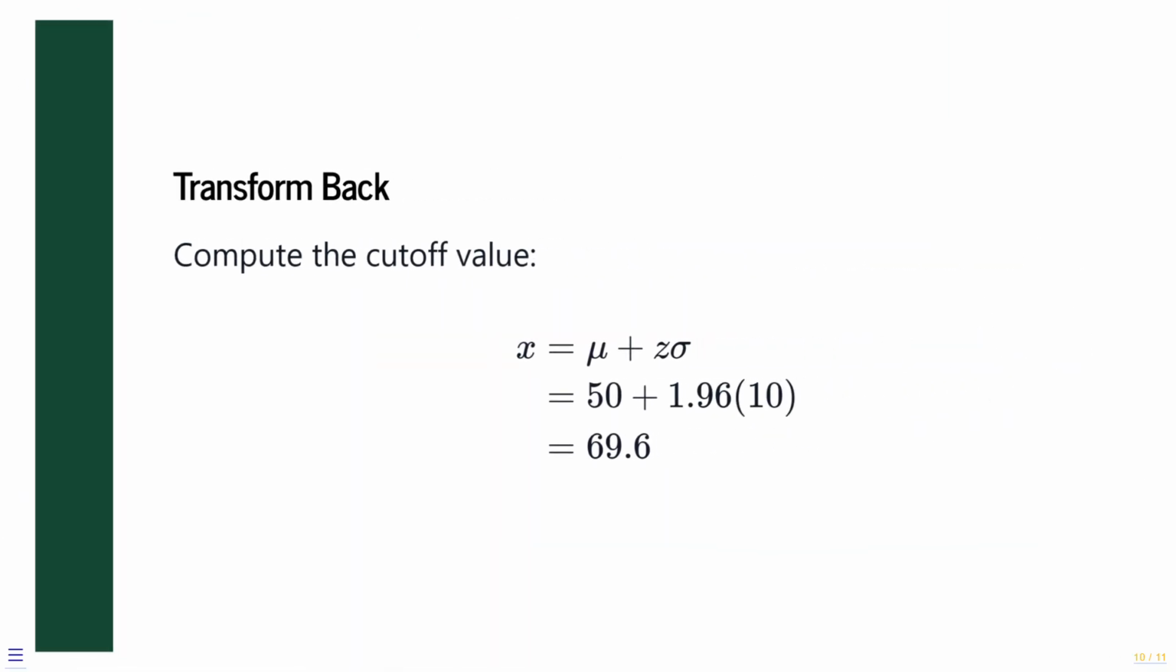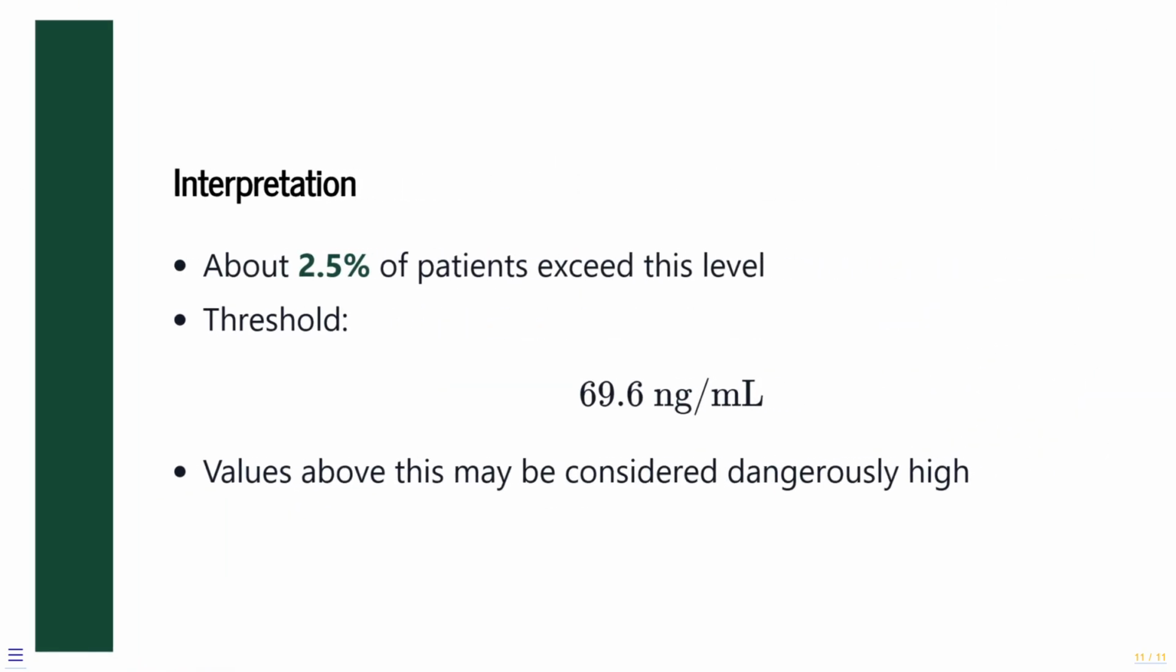In the final step, we transform the z-score back to the original measurement scale. Using the formula, we substitute mu equal to 50, sigma equal to 10, and z equal to 1.96. This gives x equal to 69.6. The interpretation is that only about 2.5% of patients are expected to have drug concentrations above 69.6 nanograms per milliliter. Therefore, values exceeding this threshold may be considered unusually high and could trigger clinical review. This example illustrates how quantiles translate probability statements into meaningful real-world cutoffs.